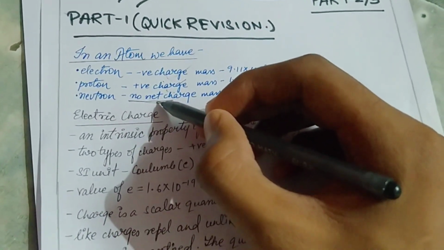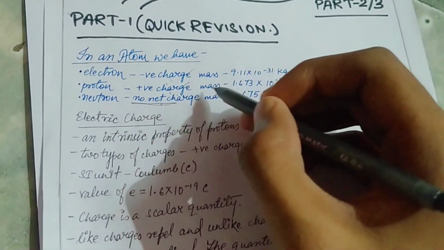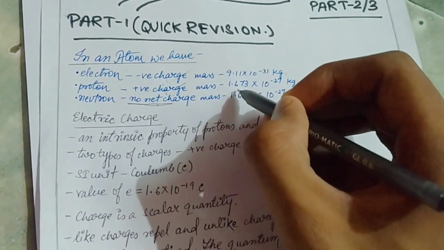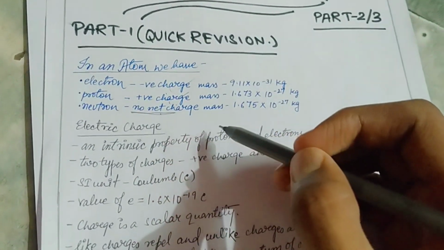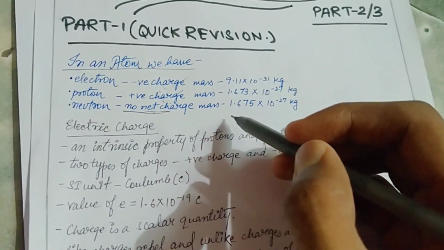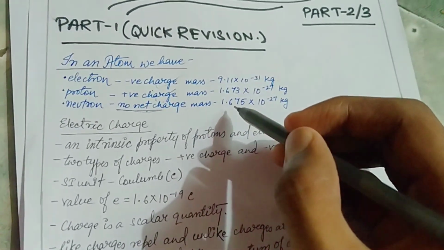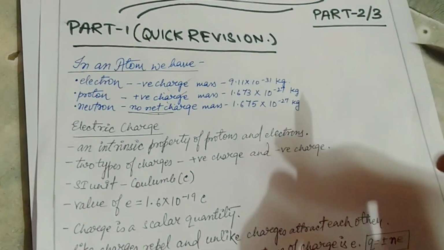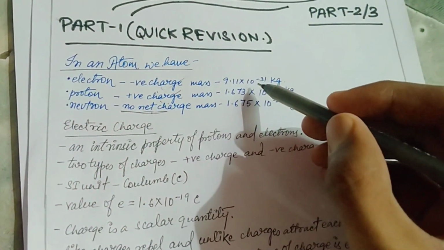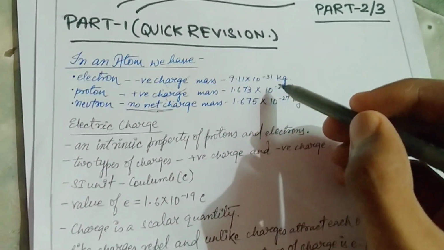The mass of proton is 1.673 into 10 to the power minus 27 kg, and the neutron's mass is slightly more than proton, which is 1.675 into 10 to the power minus 27 kg, and the mass of electron is 9.11 into 10 to the power minus 31 kg.